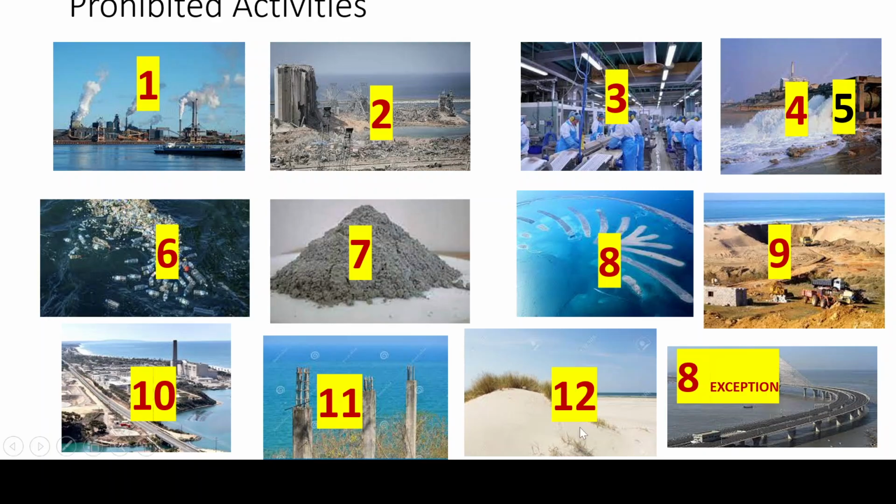Then construction activities in the ecologically sensitive areas, which are specified in annexure 1, is also not allowed. And any dressing or altering of sand dunes or hills is also not allowed under this law. Okay, so these were some activities which are prohibited.